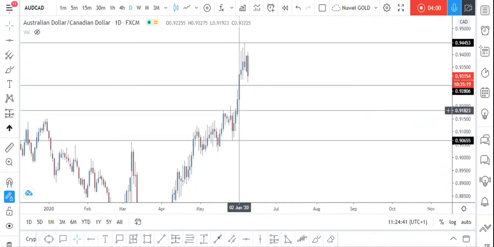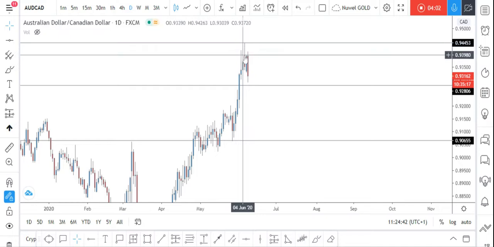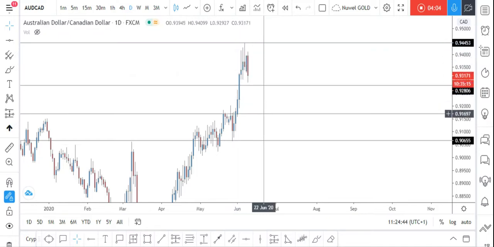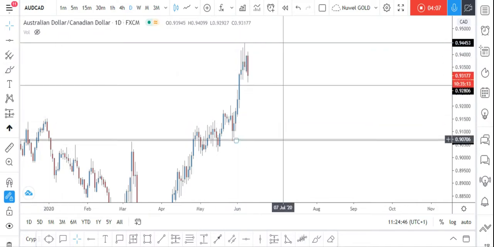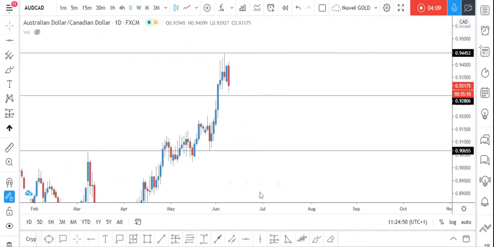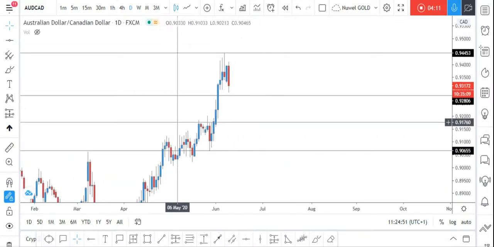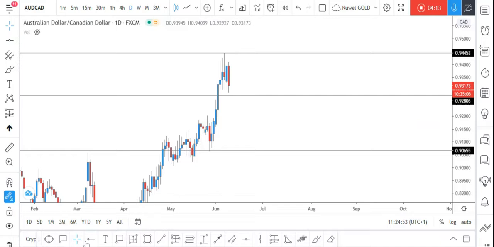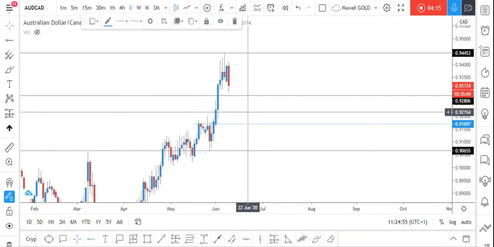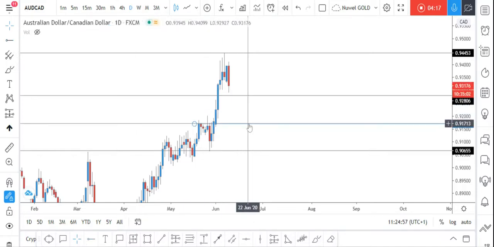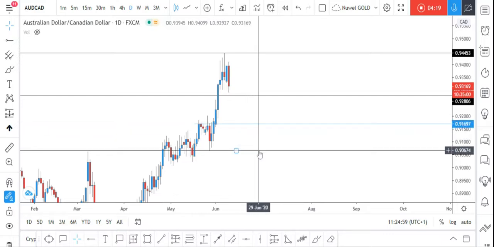So maybe from here we can see a relief, and then price relieves itself, maybe comes back down to this level right here, 0.9169. Maybe comes back, tests this level, or comes back to this weekly, and then goes back up.